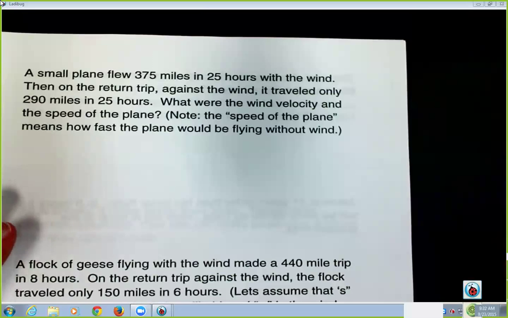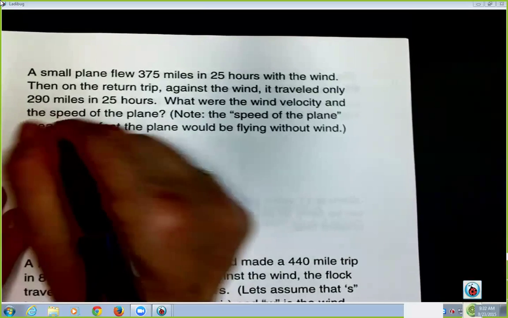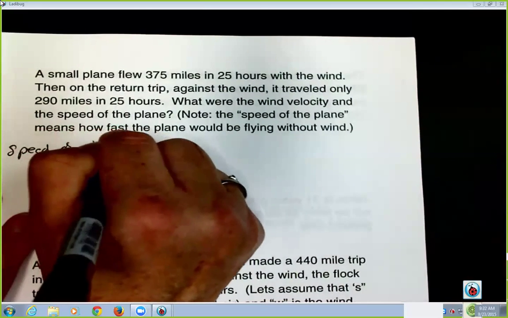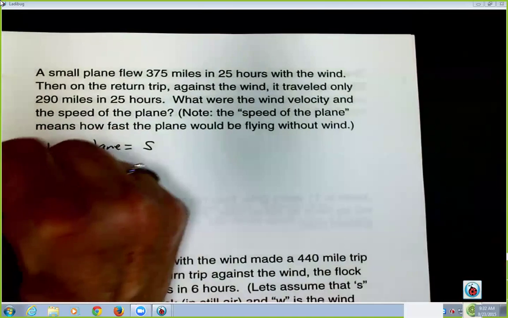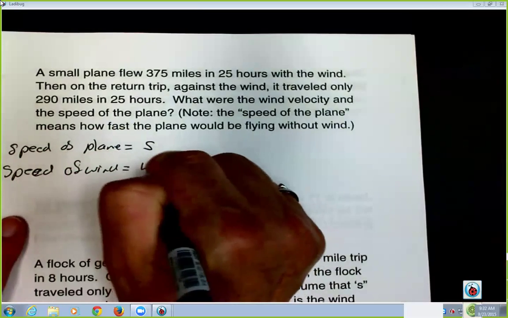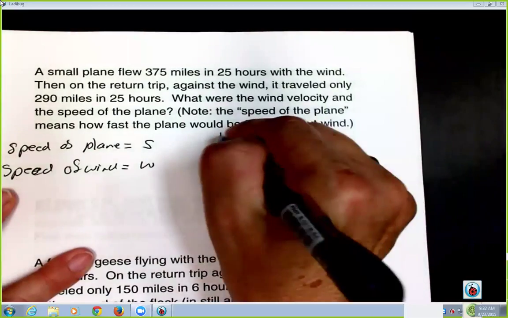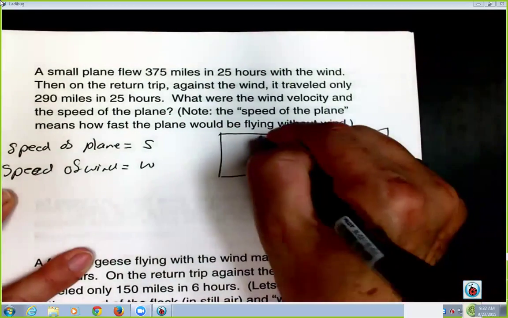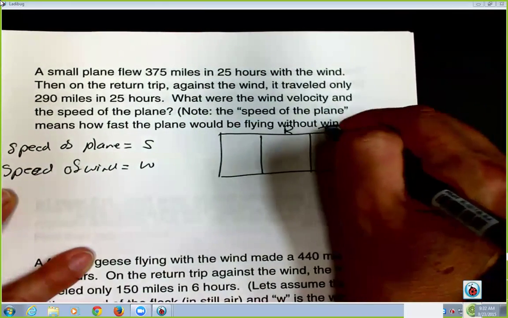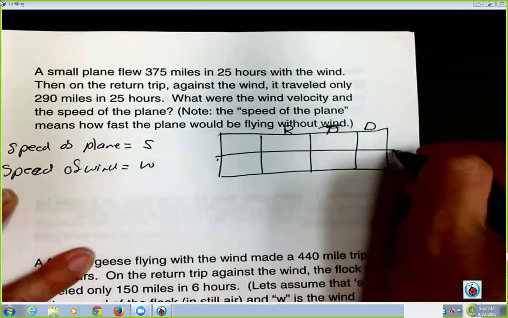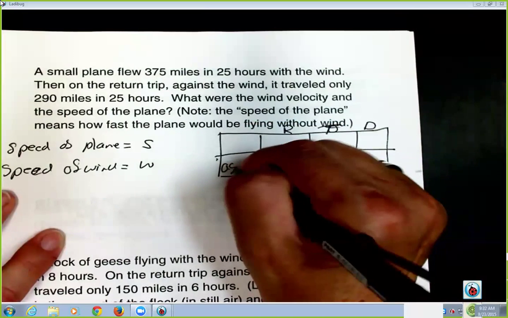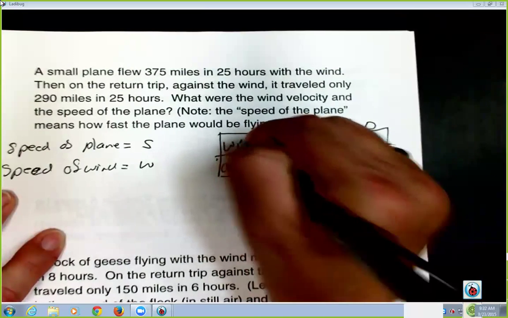So what do we know? So if we have speed of the plane, and we're going to make that S, speed of the wind, and we're going to make that W. What would I know if I charted this stuff? So rate times time equals distance. So we have against wind, and we have with wind.